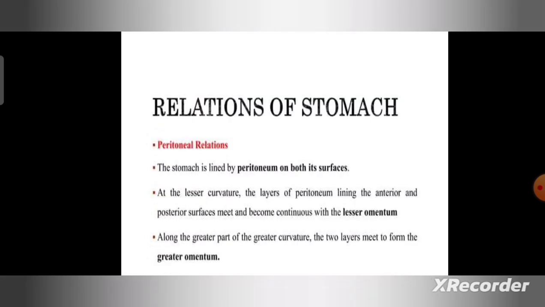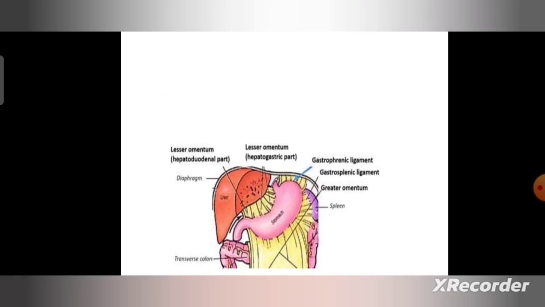Next are the relations of the stomach. First are the peritoneal relations. The stomach is lined by the peritoneum on both its surfaces. At the lesser curvature, the layers of peritoneum lining the anterior and posterior surfaces meet and become continuous with the lesser omentum. Along the greater curvature, the layers meet to form the greater omentum.